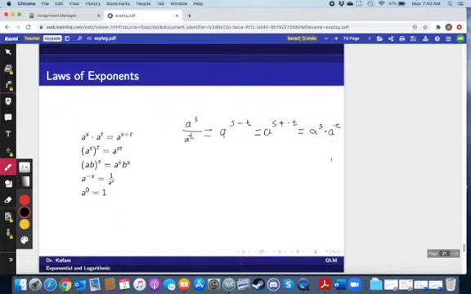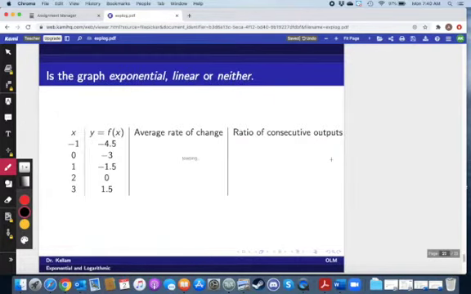Okay. So there are a couple of things that we need to be able to do. And the first one is to determine if a function is exponential or linear, or neither. The way that we do this is we can look at the average rate of change and the ratio of consecutive outputs. Now, in this case, let's look at what we have.